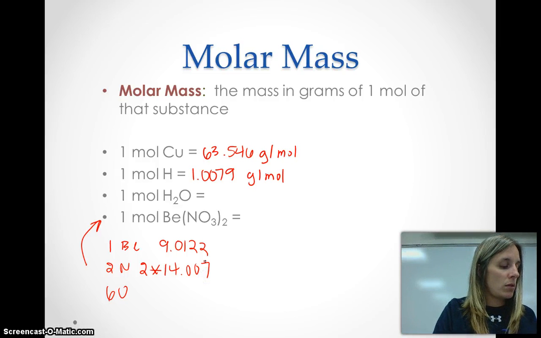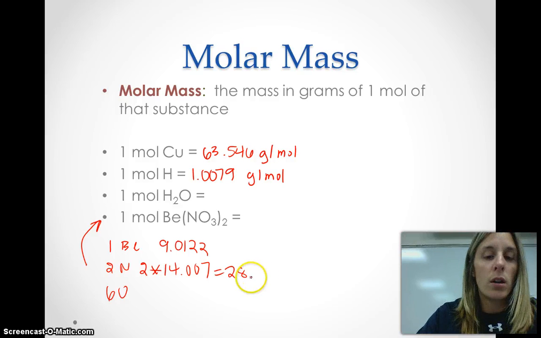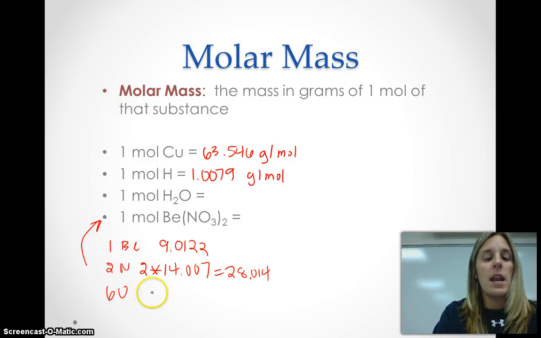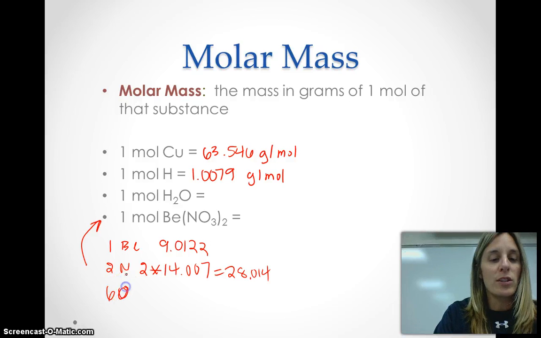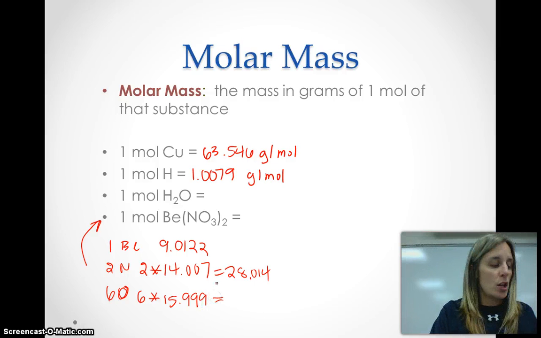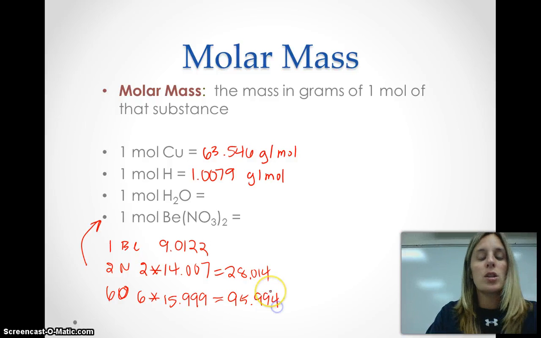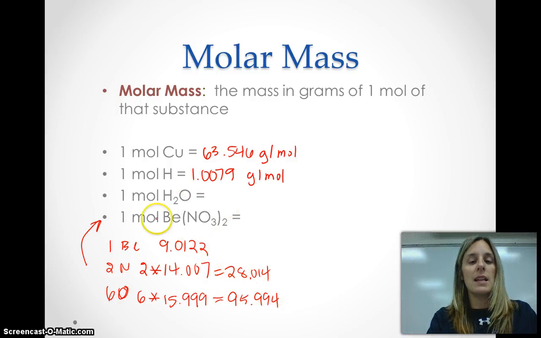Which gets you to 28.014. And then I'm going to do my O's. This isn't a U, that's an O. That's a really bad O. But I've got 6 of them. So I'm going to do 6 times the mass of 1 O. If I look at my periodic table, I see that 1 O is 15.999. So I do 6 times 15.999 to get 95.994. So this is the mass of each element that's in this compound.